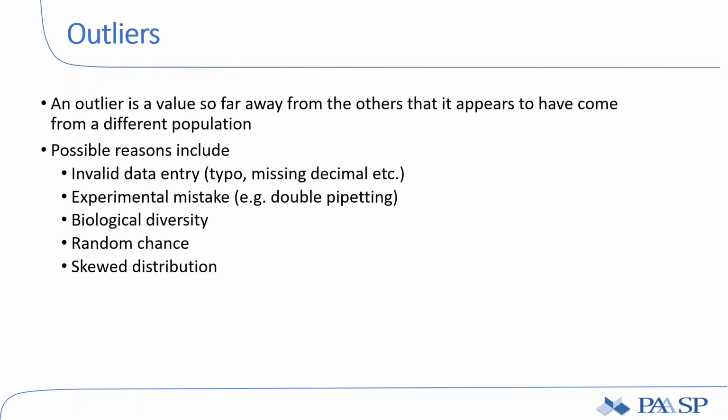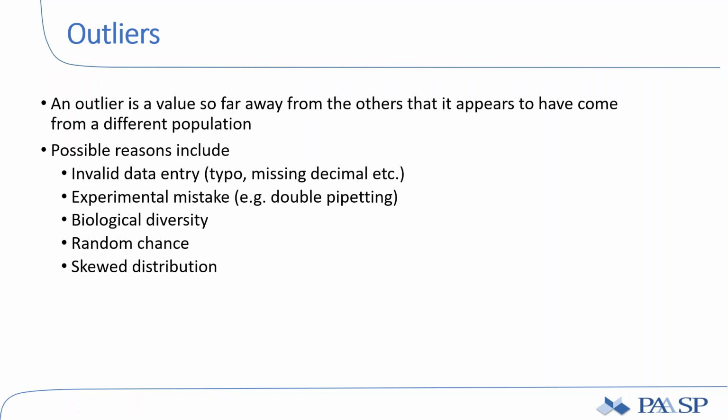Well, an outlier is a value so far away from the others that it appears to have come from a different population. There can be various reasons for that. An invalid data entry, such as a typo, a missing decimal, and so on, an experimental mistake, such as double pipetting, but it could also be biological diversity, it could be random chance, and it could reflect a highly skewed distribution.